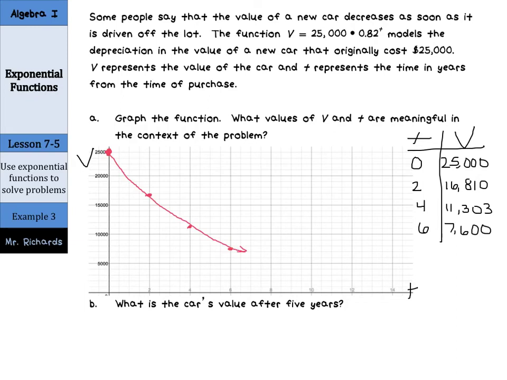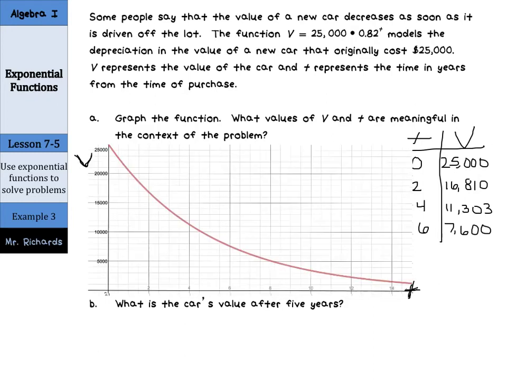Now, I went to a graphing calculator to see what this would look like, and this is how it would appear. So hopefully now you can definitely see where the decay is, and the graphing calculator certainly helps us to see the decay. Now, what values of v and t are meaningful? Well, for v, I would say that v needs to be less than or equal to $25,000. I mean, all of these are smaller than $25,000, or of course equal to. And for our time t, well, our time needs to be greater than or equal to 0 years. Those are the most meaningful values for v and t.